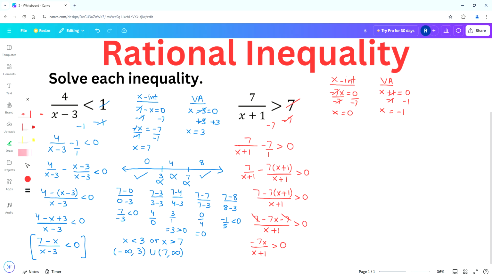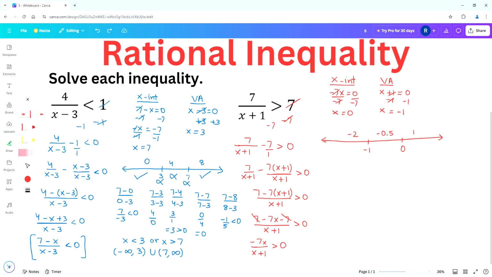Now we can use the number line method. We can plot these values for x-intercept and vertical asymptote. These two values break up the number line into three parts. We have to use a test value from each part. On the left side of negative 1, we can use the test value negative 2. Between negative 1 and 0, we can use the test value negative 0.5. To the right side of 0, we can use the test value 1.